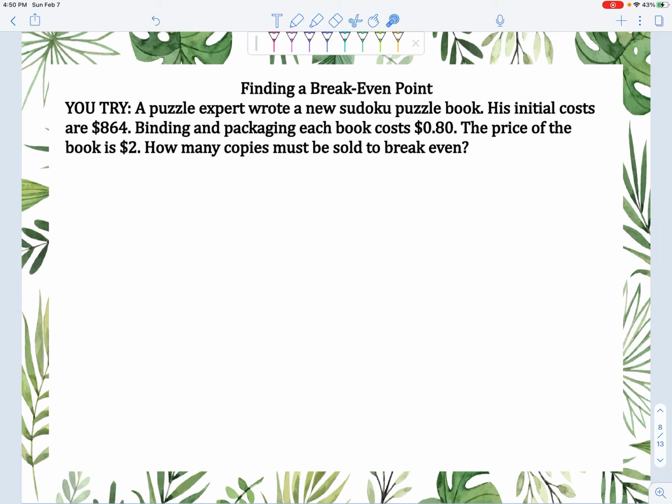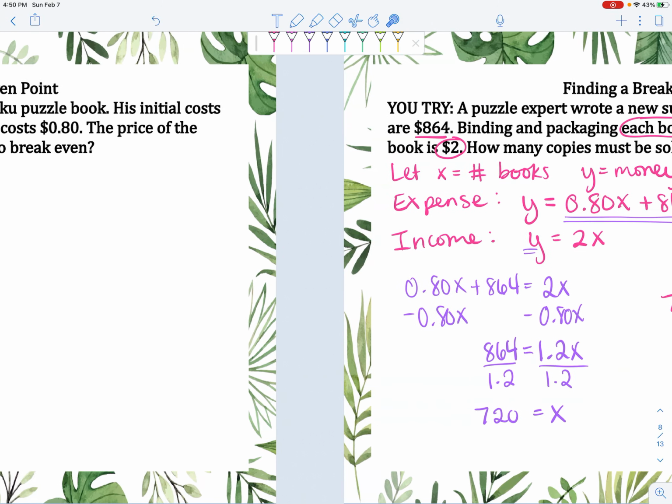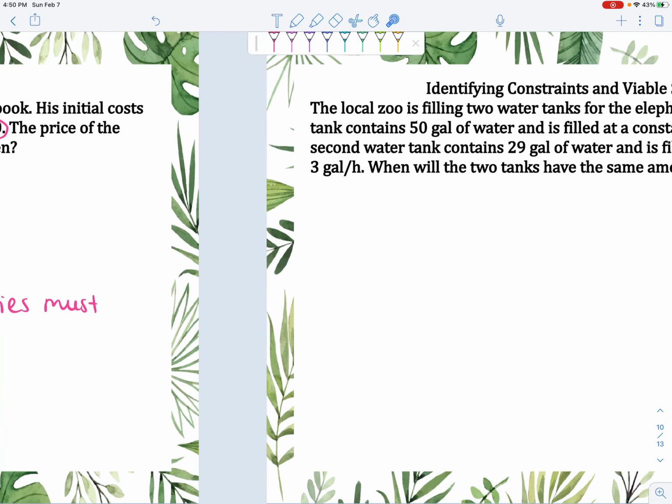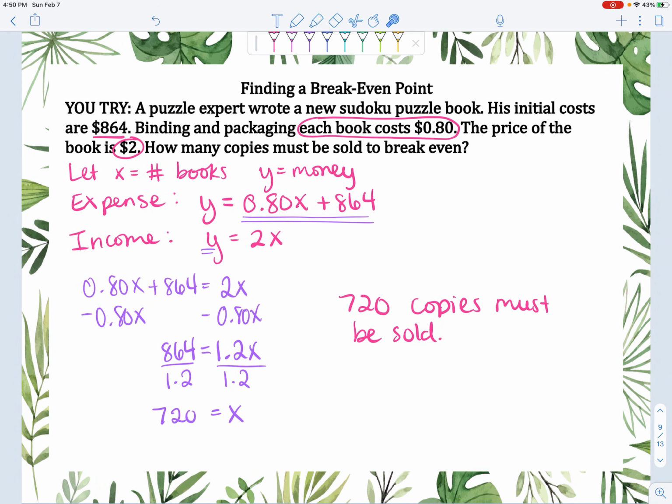Here's one for you to try. It's another break even. So again, think about income versus expense and give it a go. Consider pausing the video and then unpausing, and then I'll show you the solution. Okay, so here's what I'm getting for my answer.